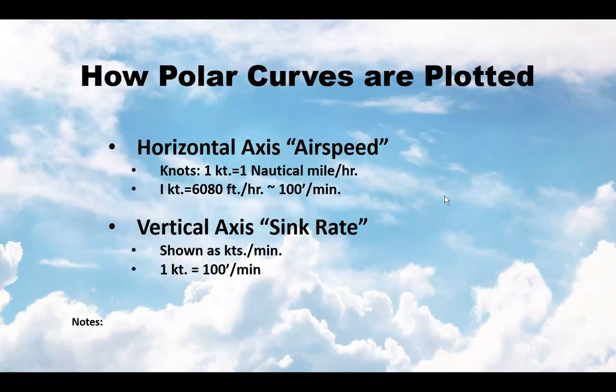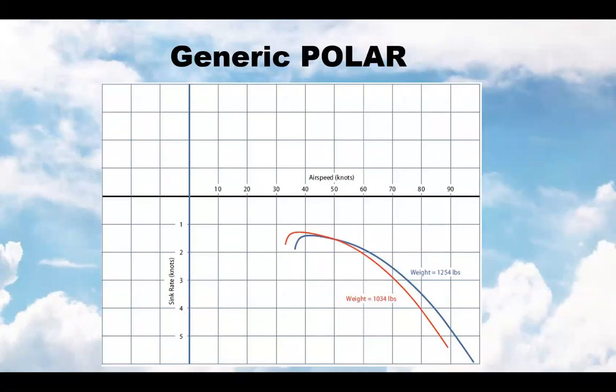All righty, so let's look at the curve. Horizontal axis is airspeed, and most curves are nautical miles, knots. And we know 1 knot equals 6,080 feet per hour, which is about 100 feet per minute. So if you look at the vertical axis, usually shows it in just a single number, but it is knots, and that equates to 100 feet per minute. So here's a generic polar. It's kind of similar to the ASK-21 if you look at the weights on it, and you can see our airspeed and our sink rate there.